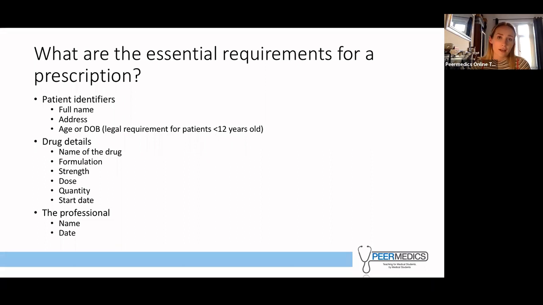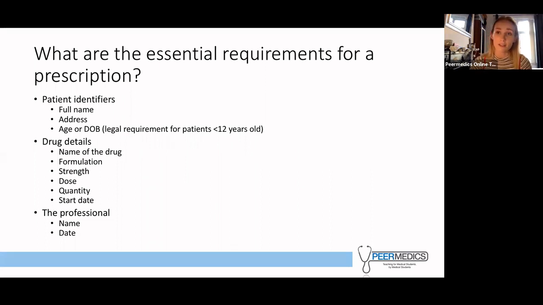Next, it's the drug details. So you need to put the name of the drug. In some cases, you can use the brand name. In others, you need to go for a more generic. So you might use the brand name for things like insulin or lithium, where you might say things like Actrapid rather than just putting insulin. We'll come on to specific occasions where you need to do that in more detail.